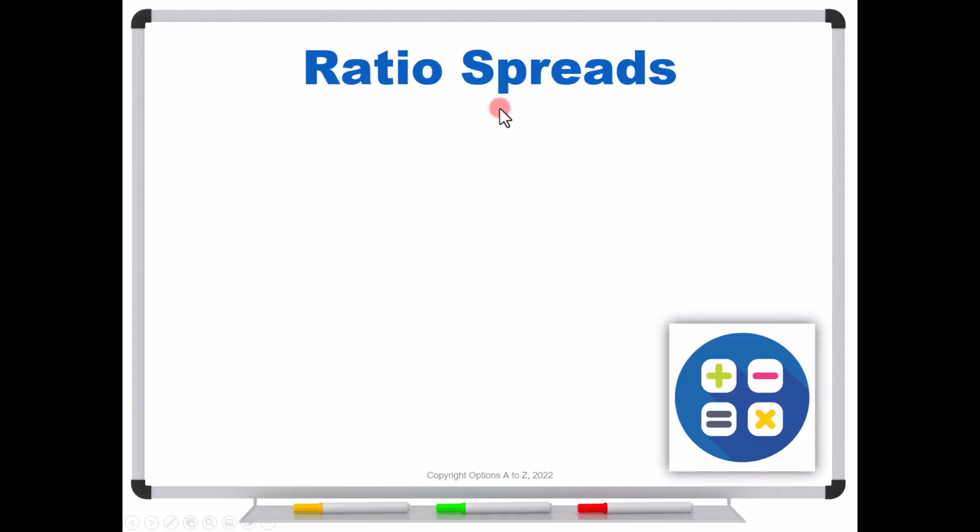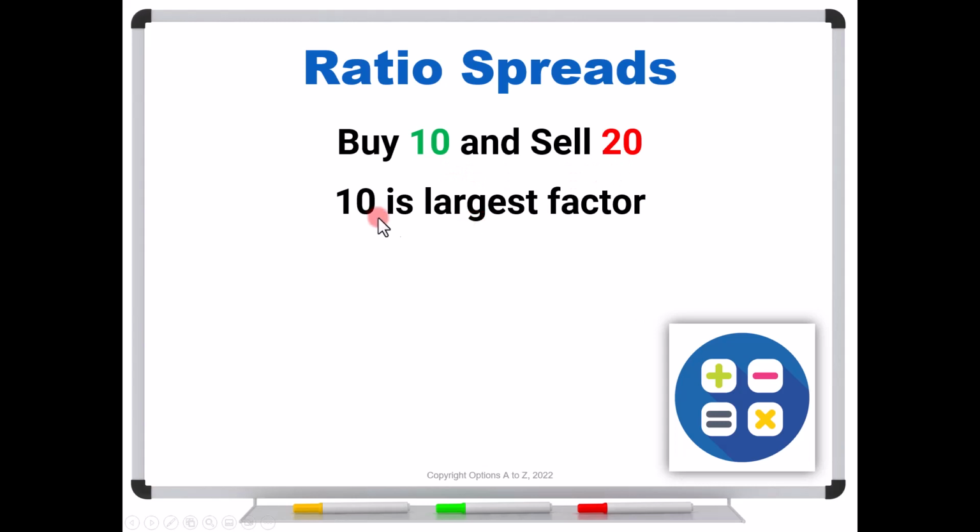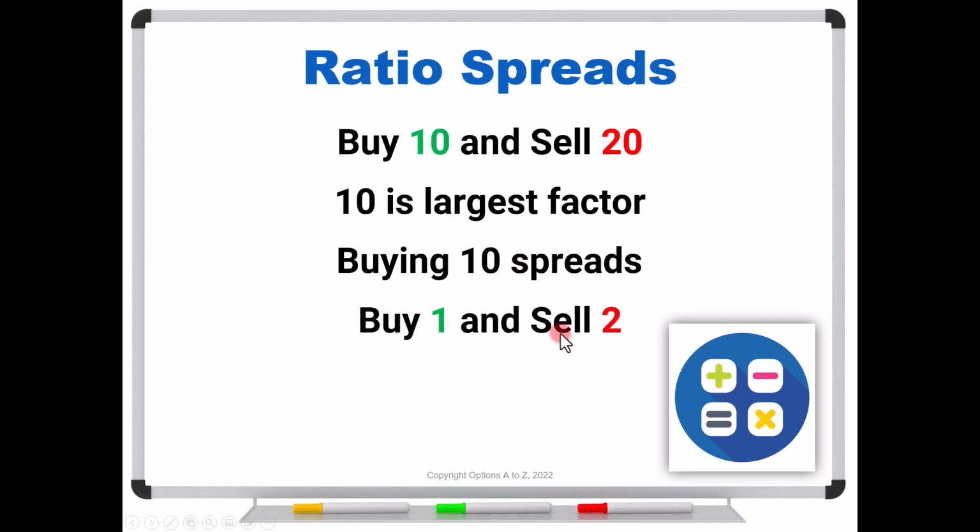So for your ratio spreads, sometimes it will be very easy to figure out the number of spreads. So for instance, let's say that you buy 10 and sell 20. Well, you should be able to look at that and see that 10 is the largest number that goes into both. We would say that 10 is the largest factor. So you're simply buying 10 spreads. However, you're doing this in a 1-by-2 ratio. For every one you're buying, you're selling 2.